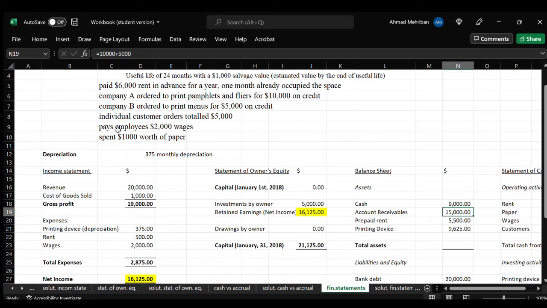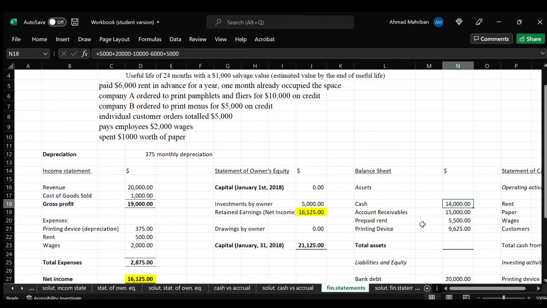Next we have payment to the employees, $2,000. Oh, sorry. I forgot this line. Individual customer order total 5,000. Again, I repeat, when it's not mentioned that a purchase or payment or sale was done on credit, it automatically implies cash. So this line doesn't mention anything about credit, so it automatically means that this sale was done in cash. So we increase our cash by $5,000.